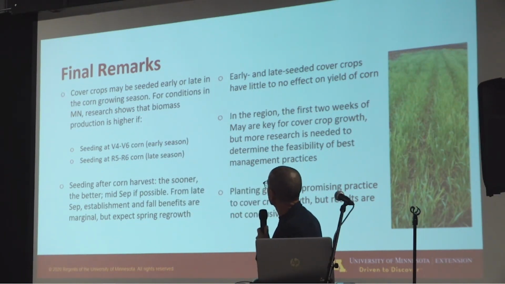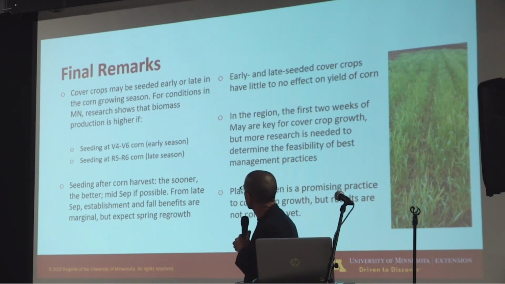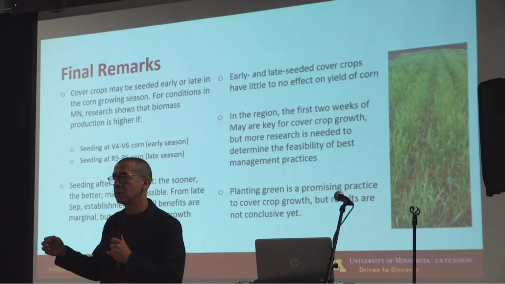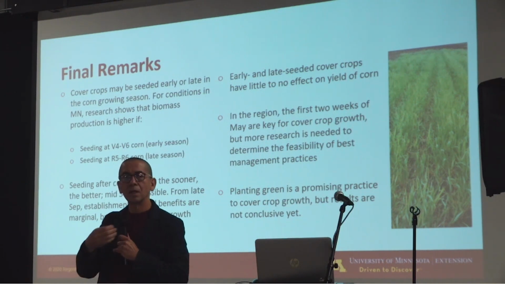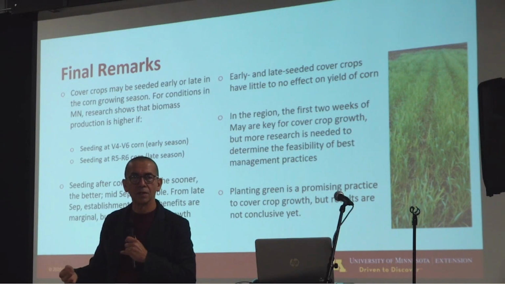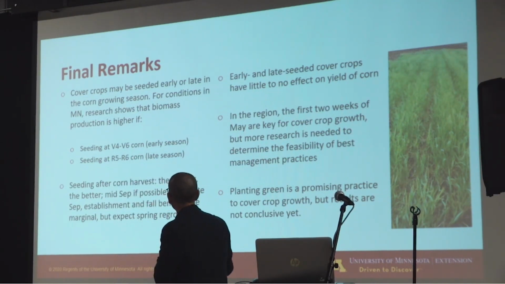Well, anyways, so my final remarks are that cover crops may be seeded early or late in the corn growing season. And for conditions in Minnesota, research shows that biomass production is higher if seeding at V4, V6 corn. That means early in the season. So you can see that I am not talking about planting dates here, because usually to talk on dates is not the best way to do it. It's better to talk in terms of the phenology or growth stage of the corn in this case, because that sticks much better to the conditions where we are doing it.